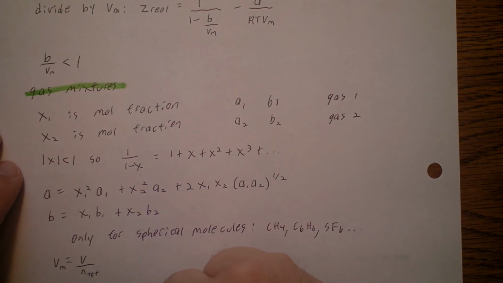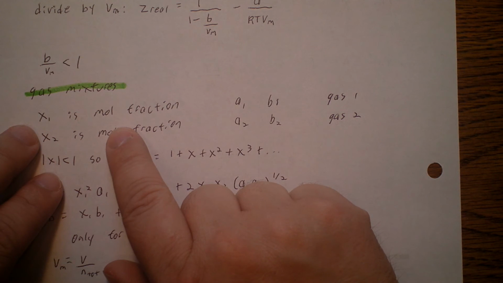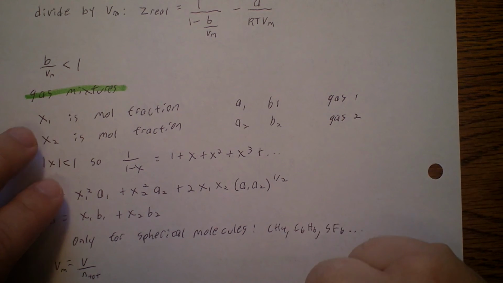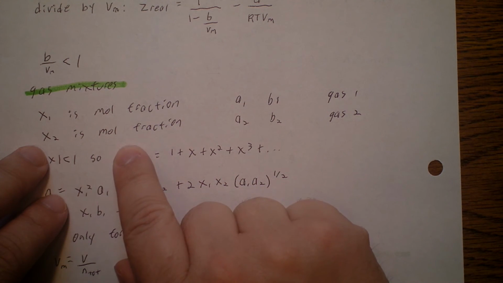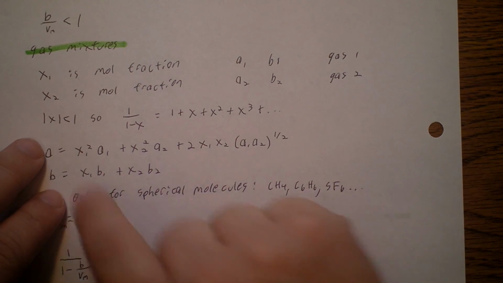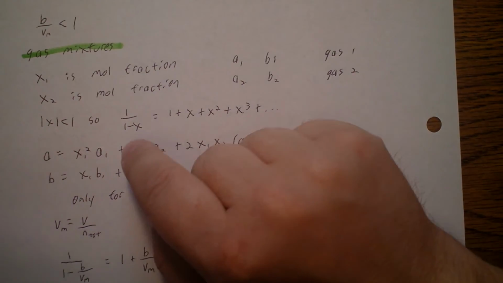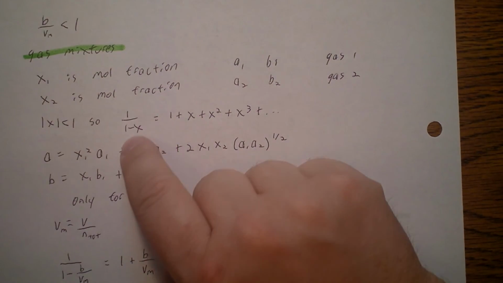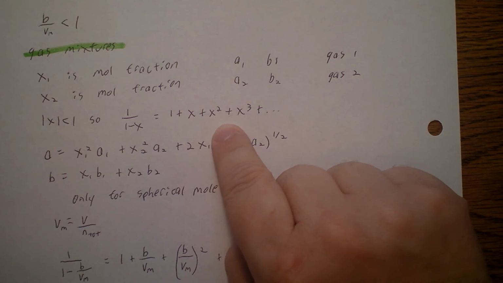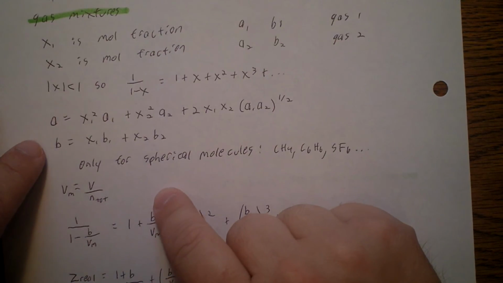Now let's talk about gas mixtures. Remember, chi-i is the mole fraction of substance i. So there's a1 and b1 in gas 1. And then chi2 is the mole fraction, and there's a2, b2 in gas 2. So the absolute value of chi is less than 1, so we expand that using 1 over 1 minus x is equal to 1 plus x plus x squared plus x cubed, etc. We're expanding this term. We're approximating how to calculate it.